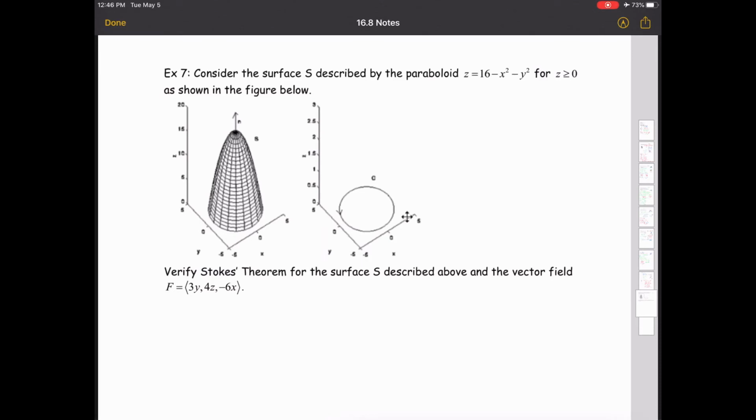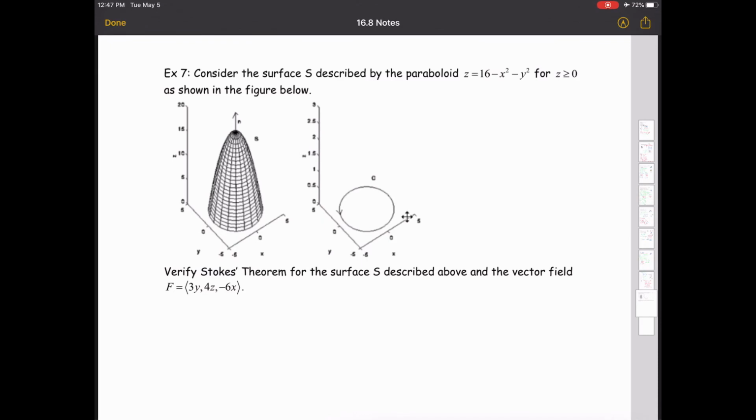Consider the surface S described by the paraboloid, which is actually shown there, z equals 16 minus x squared minus y squared, for z greater than or equal to 0, as shown in the figure. On the left-hand side is the surface of the paraboloid. On the right-hand side is just the C curve that's going to bound this paraboloid. And we want to verify Stokes' theorem for the surface described above. The vector field that's given is 3y, 4z, and minus 6x.